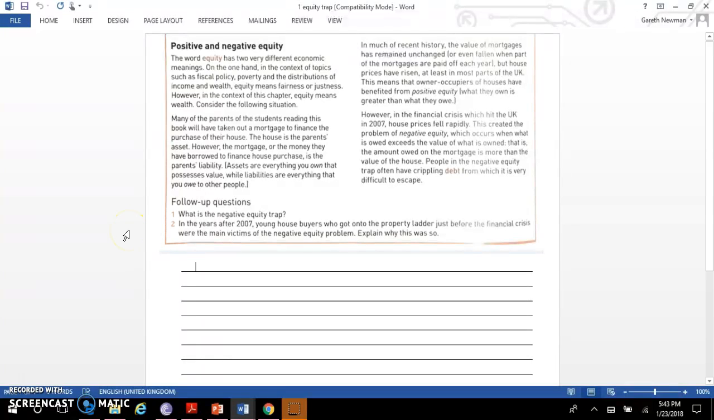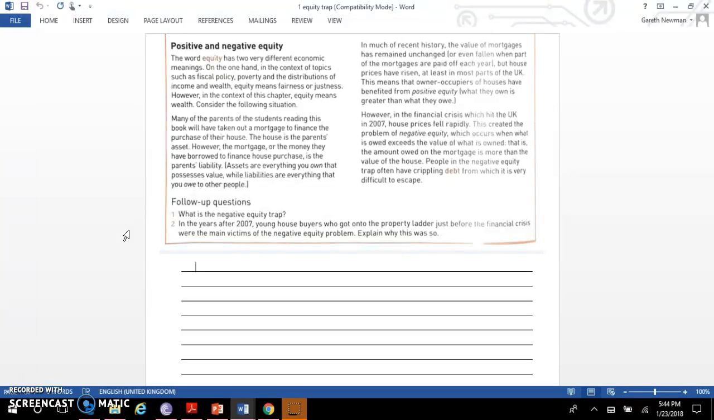Second question: in the years after 2007, young house buyers who got onto the property ladder just before the financial crisis were the main victims of a negative equity problem. Explain why this was so. Now, you should have a good idea what the negative equity trap is, because we have discussed this in relation to the housing market and the purchase of my own property about 10 years ago. So you should be able to use that as an example.